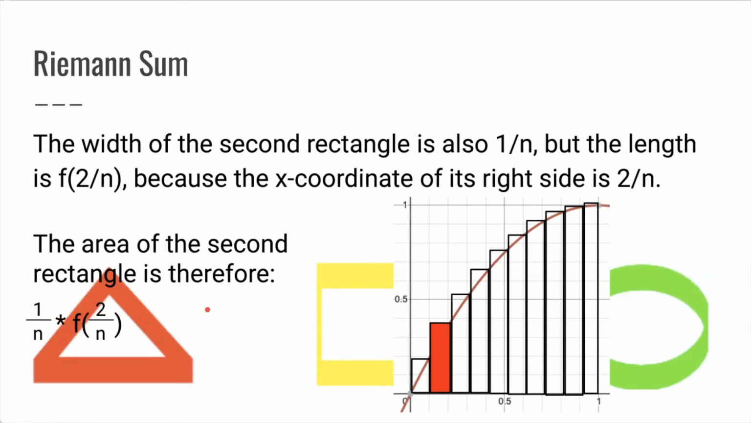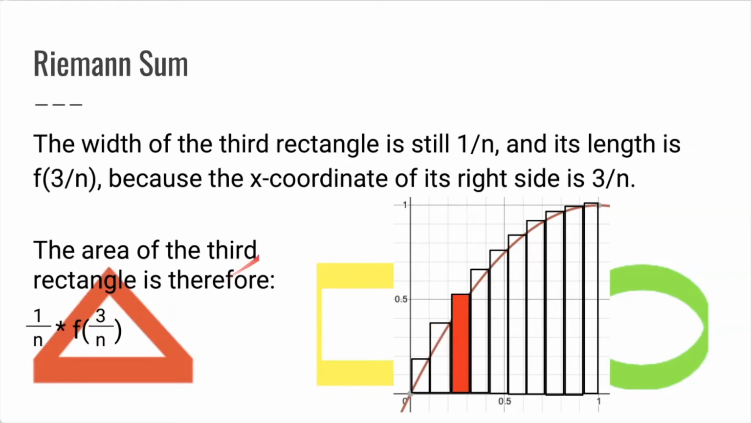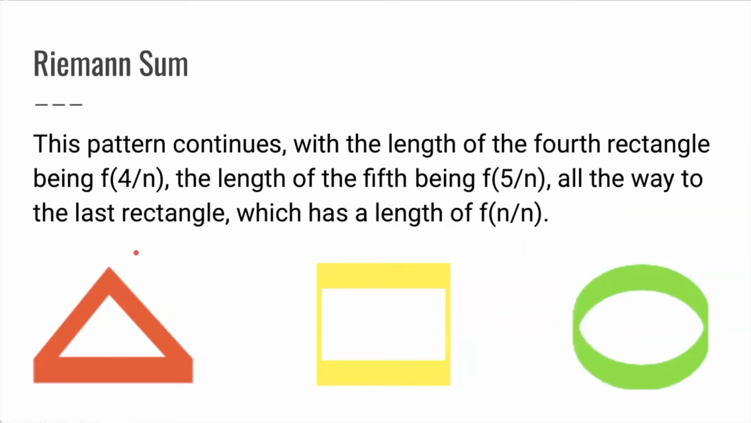Continuing this process, you can see that for the third rectangle, the width is also 1 over n, but the length is f of 3 over n, because the x coordinate of this point is 3 over n, and that means the y coordinate is f of 3 over n. So the area of the third rectangle is 1 over n times f of 3 over n. And this pattern continues. The length of the fourth rectangle is f of 4 over n, and for the fifth, it's f of 5 over n. And the last rectangle has a length of f of n over n.